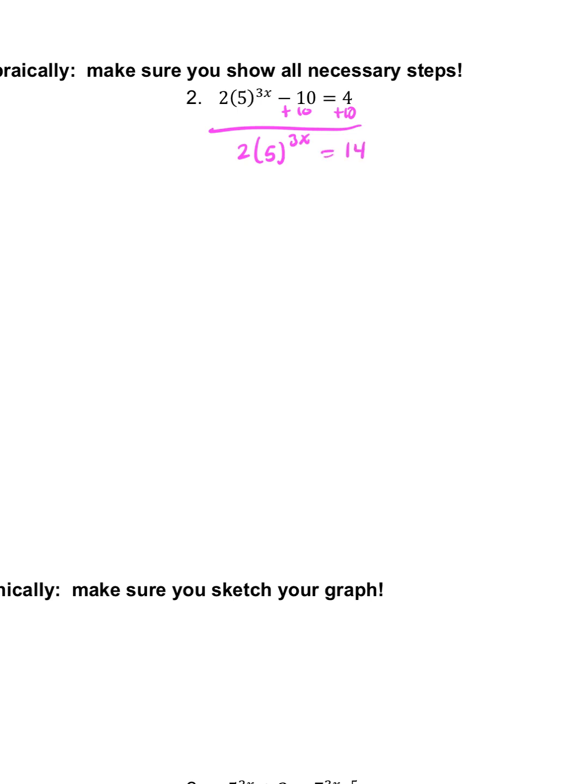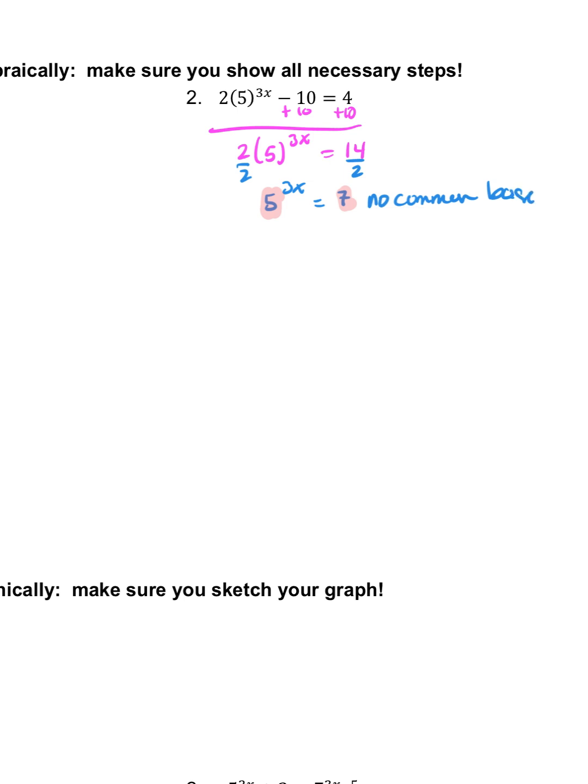It's going to be 14. And next I will divide by 2. So 5 to the 3x equals 7. Now at this point, check, can you write the same base? Is 5 and 7, can you make the same base with that? No. So you're going to have to change it to log form. So there is no common base.